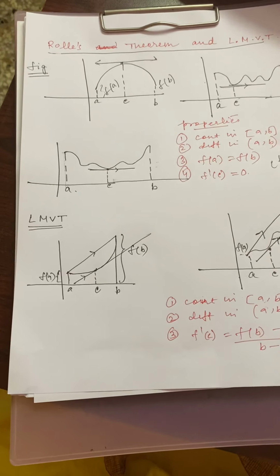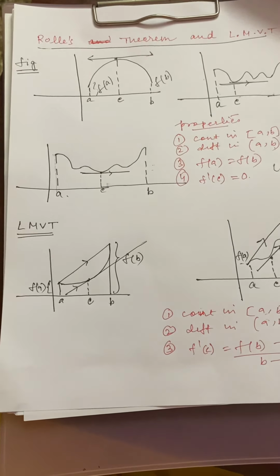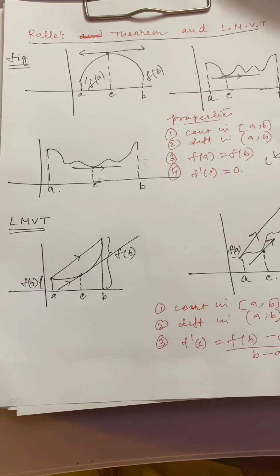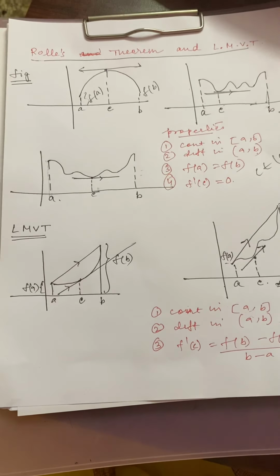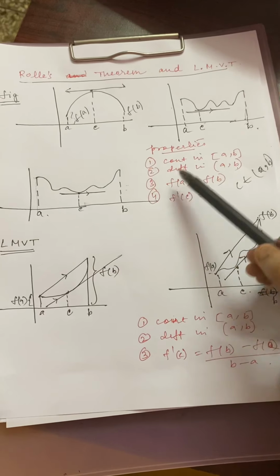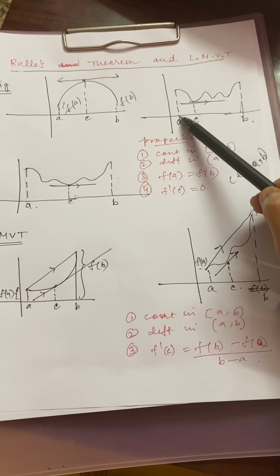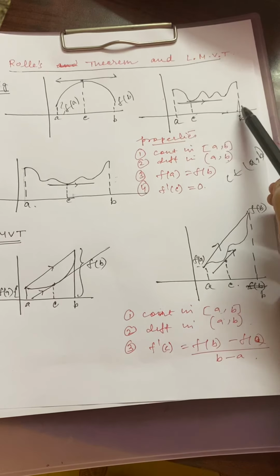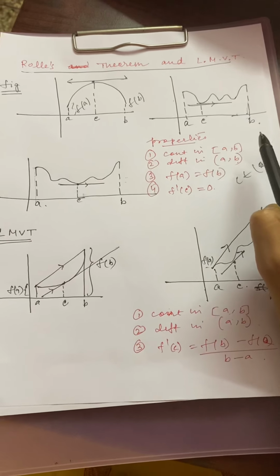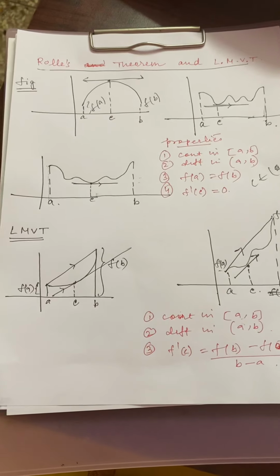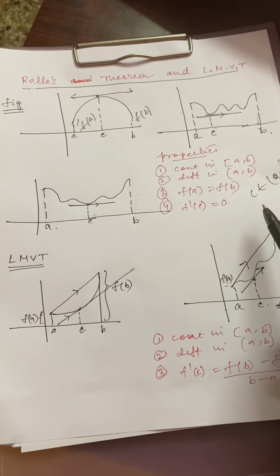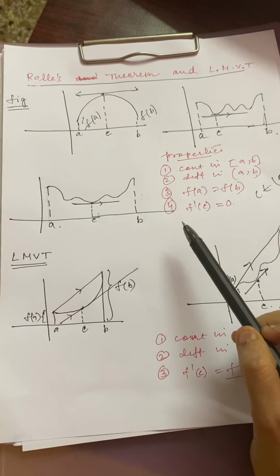Then f(a) and f(b), that is the ordinate at a and the ordinate at b, must be equal, that is f(a) equal to f(b). The ordinate at point a and the ordinate at point b must be equal. The extreme ordinates must be equal, and there must be a point on the curve.